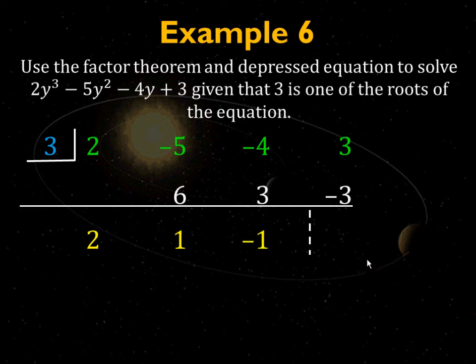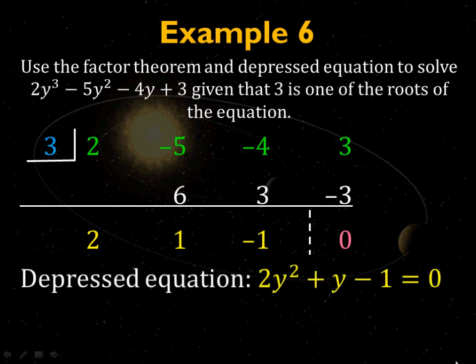And sure enough, we get a remainder of 0. If you do not get a remainder of 0 when they tell you that a certain number is one of the roots, either A, you did this part wrong, or B, I screwed up when I asked you the question. Alright, so the depressed equation in this case, what is it? It is whatever you get from these coefficients: 2y squared plus y minus 1 equals 0. So now you have to take this equation and solve for y. And those will provide you the other two roots aside from 3.